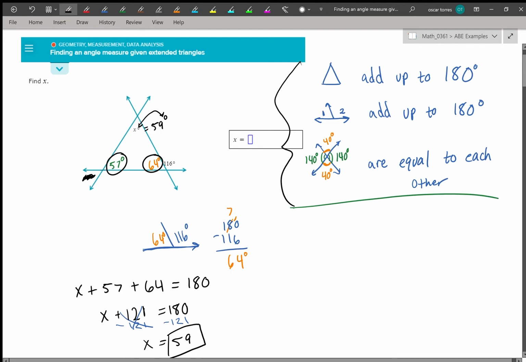So these problems are a bit involved, but all of them are going to come down to applying each one of these ideas: knowing that a triangle has 180 degrees, knowing that supplementary angles add up to 180 degrees, and knowing that vertical angles are equal to one another.